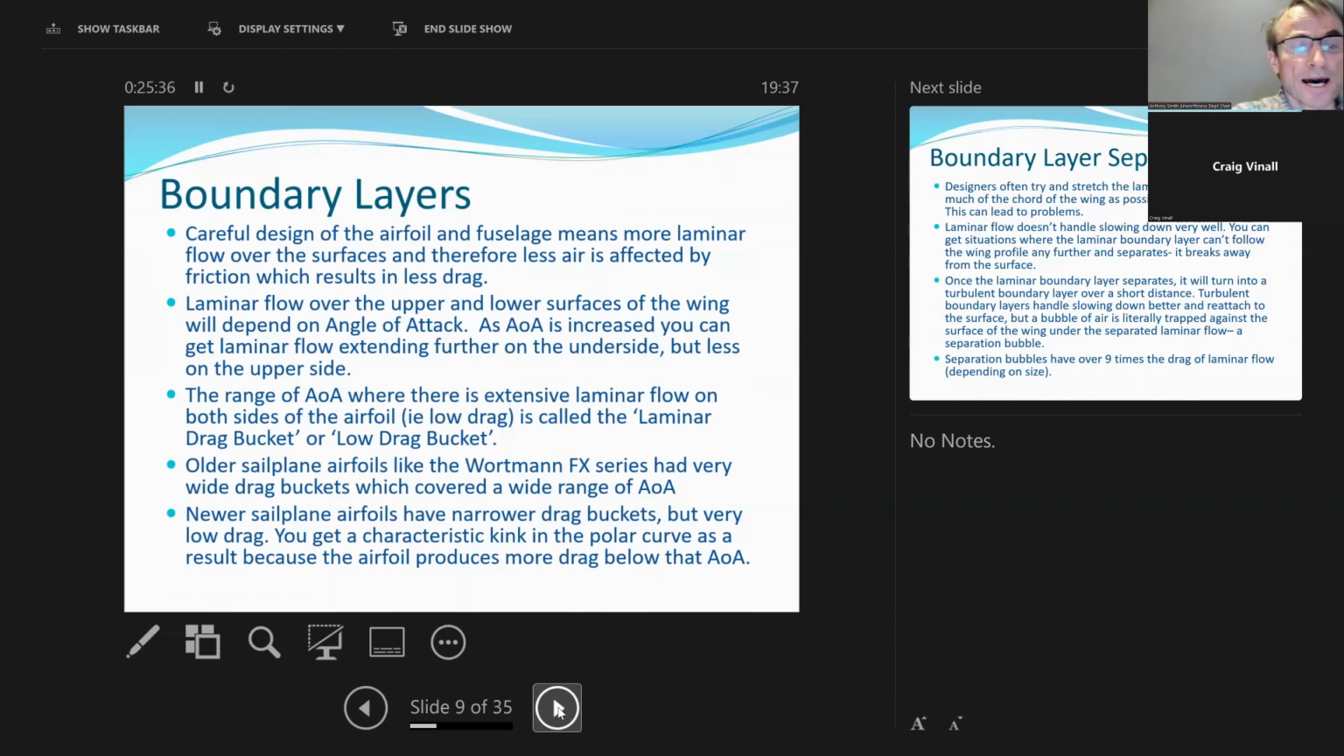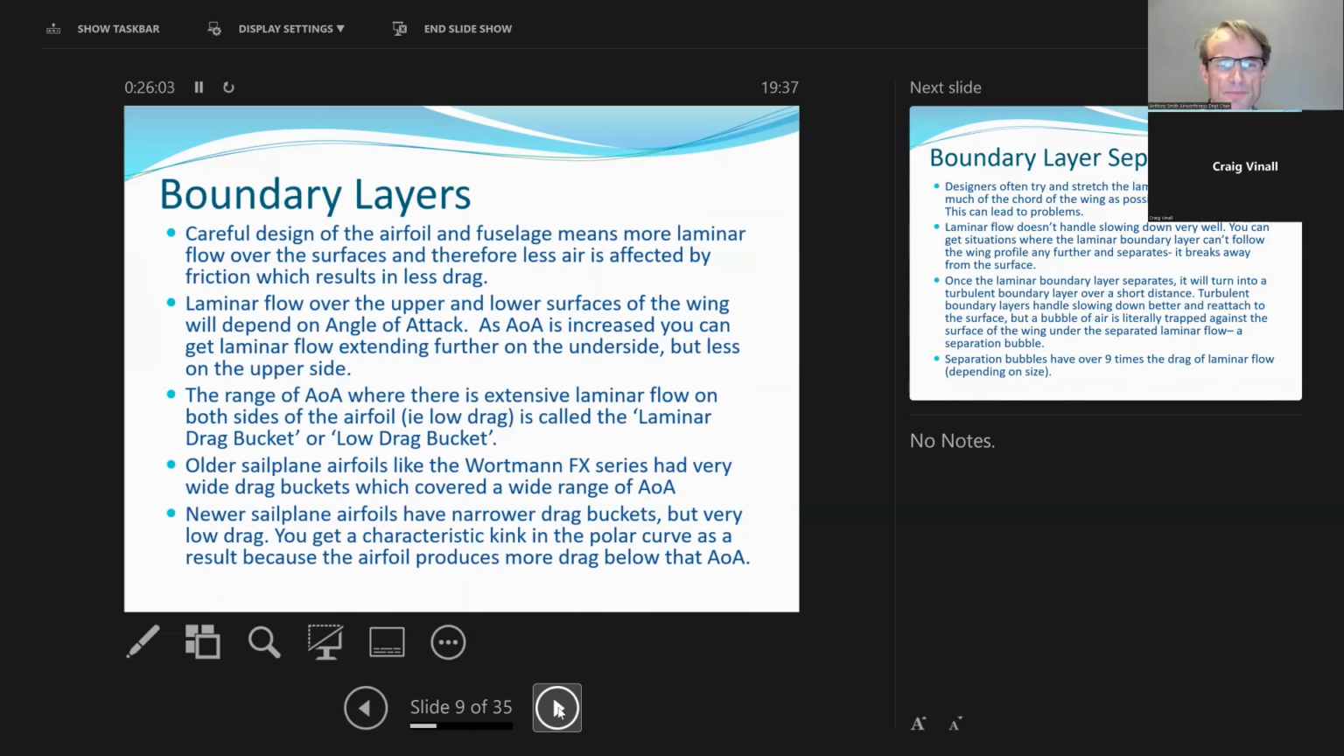So back on topic. Older sailplane airfoils like the Wortmann FX series, which were the early generation of laminar drag airfoils for sailplanes, had very wide low drag buckets. They covered a very large angle of attack range, pretty much from very close to a lift coefficient of 0 all the way up through to very close to stall.